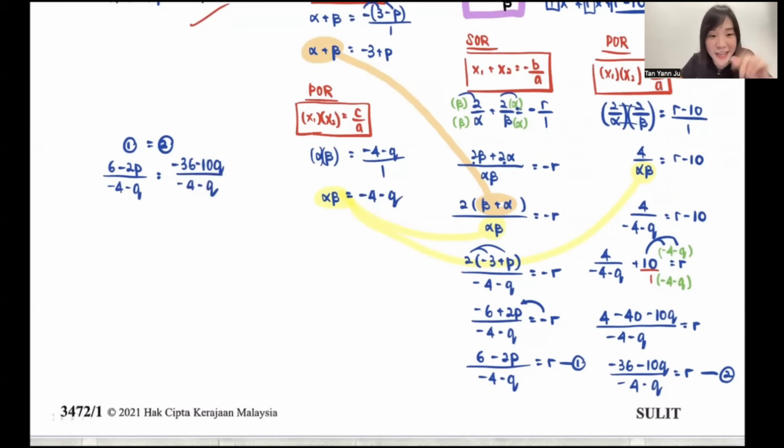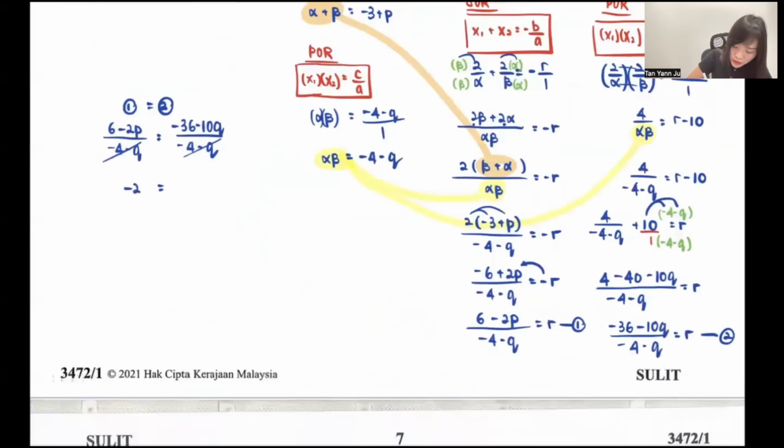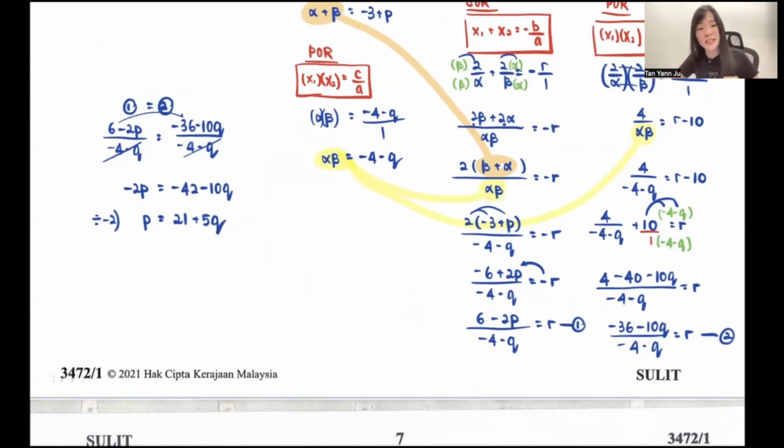So luckily, just now I times the top. Can you see the denominator both same? Bye-bye. So my dear, I only left the top. So this question wants to find what? Express P in terms of Q. So only the P left here. The rest I move here. So plus 6, move it over, minus 6. Negative 36 minus 6 is negative 42. Minus 10Q. Okay. So now every single one I divide by negative 2. So this one divided by negative 2, positive 21. This one divided by negative 2, positive 5Q. So guys, the answer I'm getting is P equals to 21 plus 5Q.